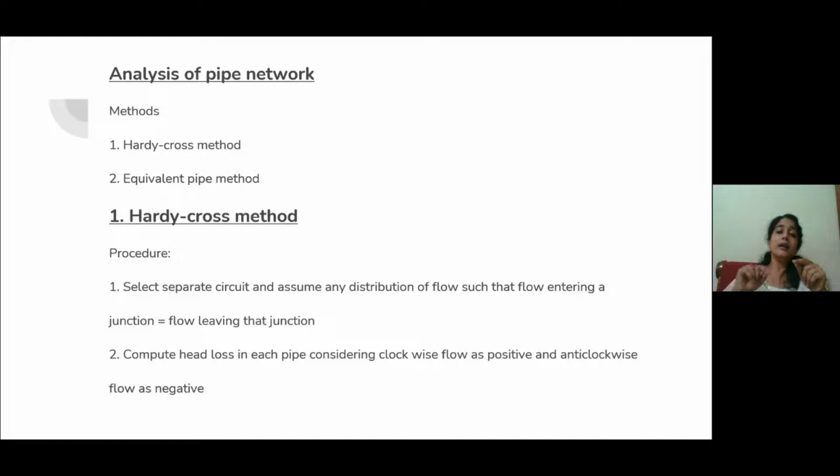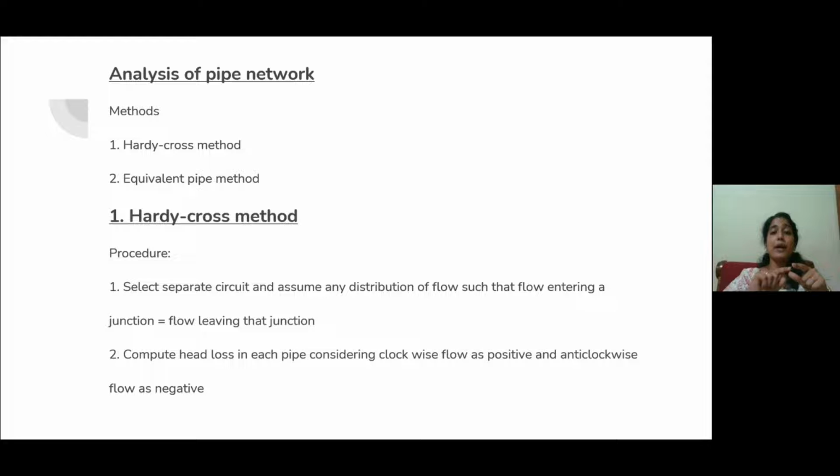Then we assume a flow from D to A, which will also be clockwise. And if we consider the AD pipe as A to D, then the flow will be anti-clockwise. If we are taking A to B, B to C, C to D, D to A, then all the flow will be in the clockwise direction.